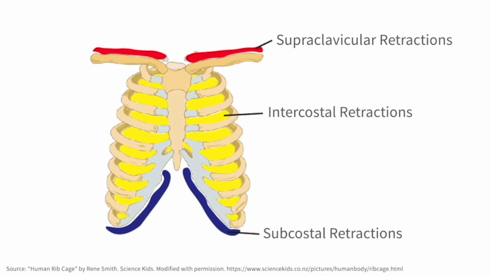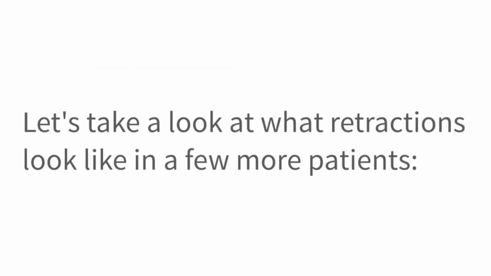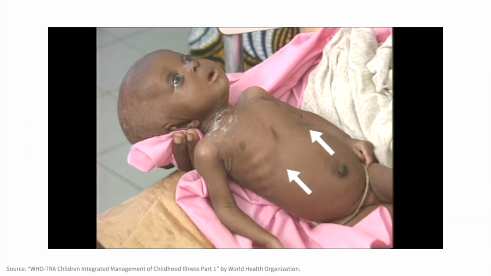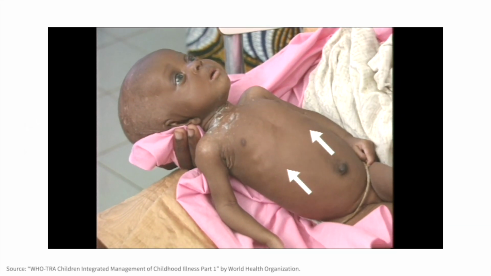Retractions often start in the subcostal and intercostal areas. Retractions tend to progress upward. Children in moderate to severe respiratory distress may have suprasternal retractions. Now, let's take a look at what retractions look like in a few more patients. Here we see arrows pointing to subcostal retractions.